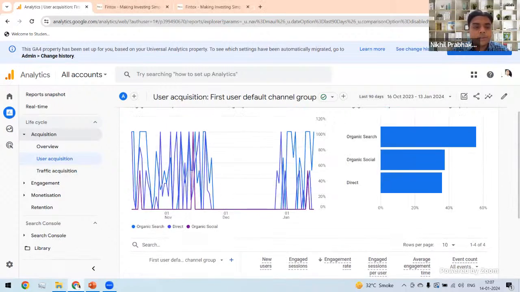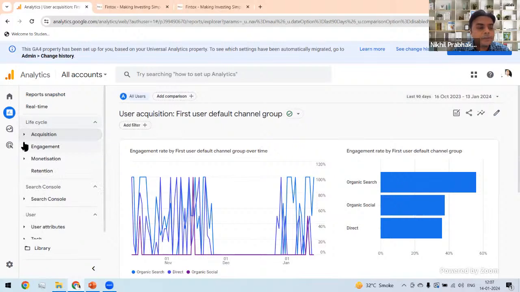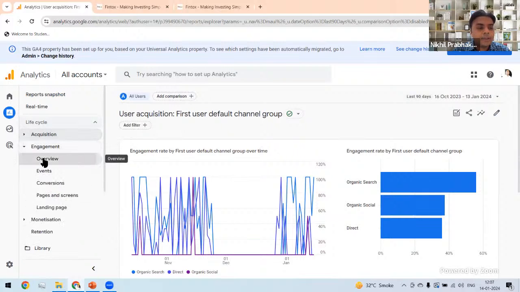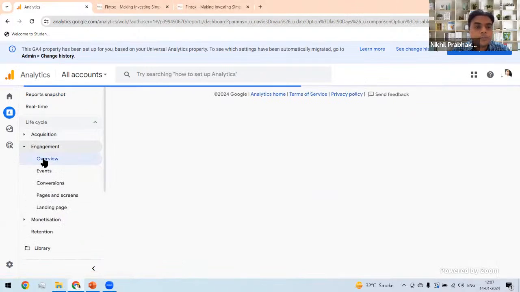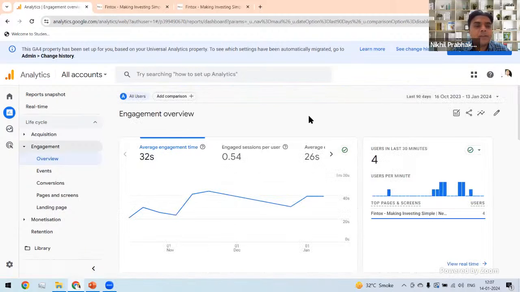Okay. Now, this is, let's say, the report, which is about acquisition. Now, let's go to another part, which is engagement. And let's look at the overview. Now, on my website, what has happened is we have not driven any conversions from the website. Generally, we kind of, or at maximum, what we try to drive is the registration. We're not selling anything from the website. But let's look at some engagement parameters.